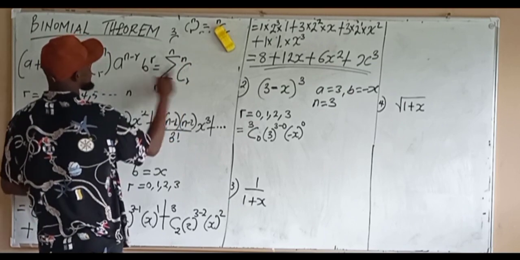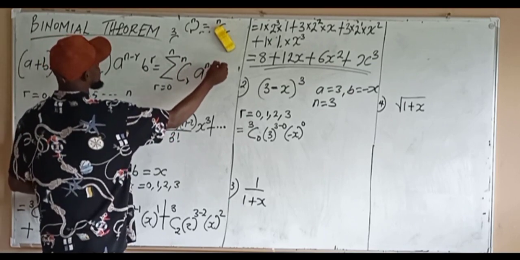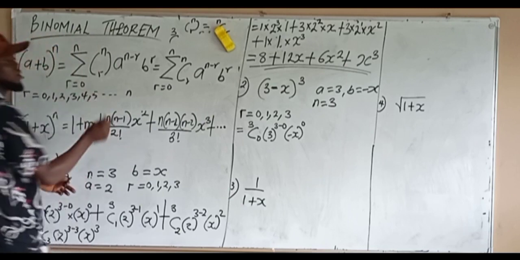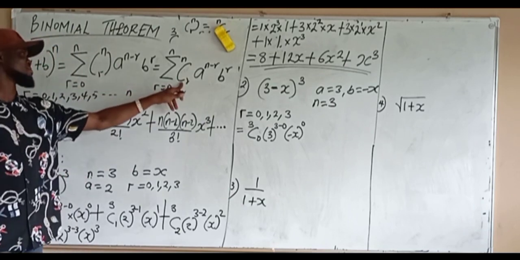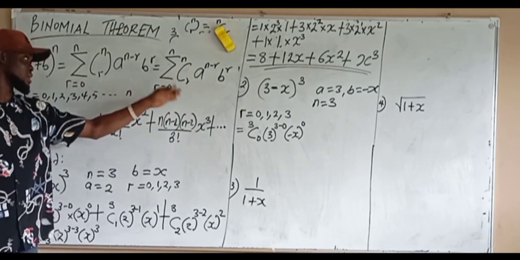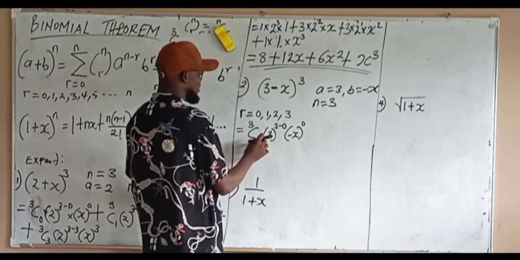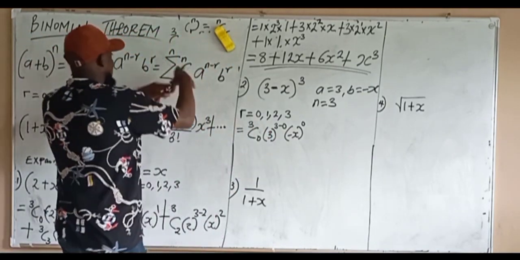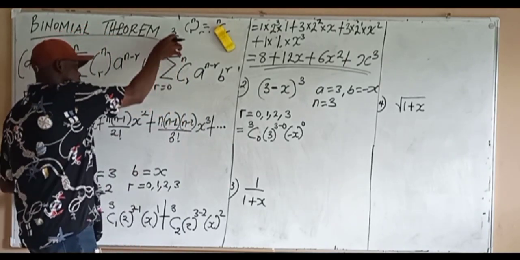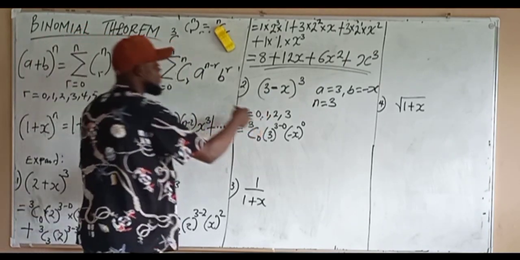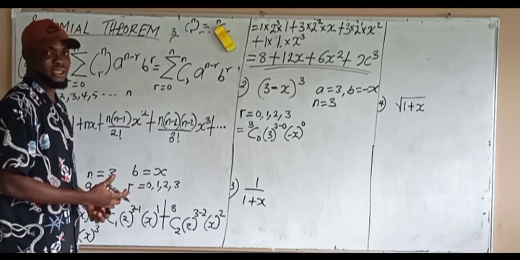So instead of using the long one, with a raised to power n minus r, then b raised to power r, I can write it this way. That is why I'm using that in solving. But after we have it, you just forget about this sigma. This sigma means that before you put r as 1, you separate the terms with an addition sign.